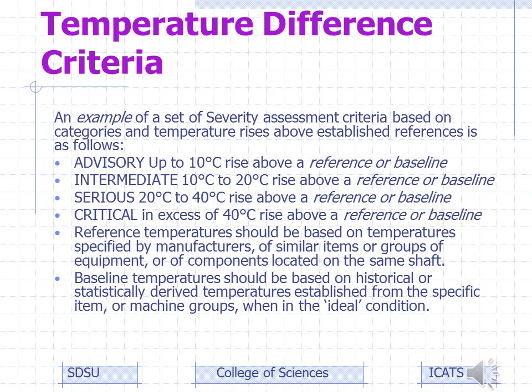So the reference temperature should be based on temperatures specified by manufacturers of similar items or groups of equipment, or of components located on the same shaft, say. Baseline temperatures should be based on historical or statistically derived temperatures established from the specific item or machine groups when in an ideal condition, which is usually 14 degrees for most electrical things, 30 degrees for most motors is considered to be ideal, up to 35 on some types of larger equipment.